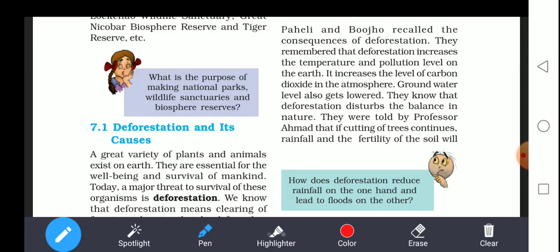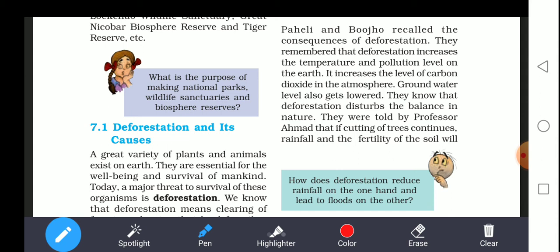So remember that deforestation increases the temperature and pollution level on the earth. What happens? If you cut the trees, it will increase the earth temperature, as well as the pollution level on the earth. How it increases we will study in this chapter. It increases the level of carbon dioxide in the atmosphere.